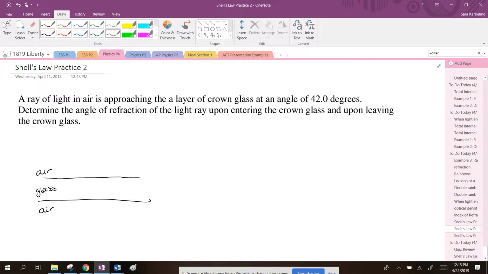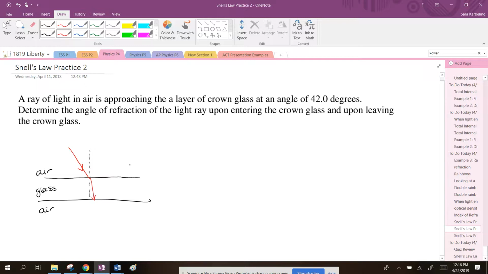Okay, here we go. A ray of light in air is approaching the glass at 42 degrees. So you're going to draw your normal line, and then you're going to draw your light coming in at 42 degrees. And then we're going to ask, what's going to happen when this light goes into the glass? Is it going to bend toward or away from the normal? Toward the normal. Why? Because it's entering a more dense medium, right? So it's going to come in, it's going to go like this.